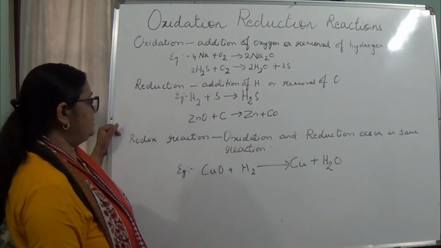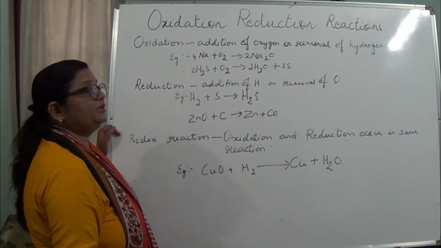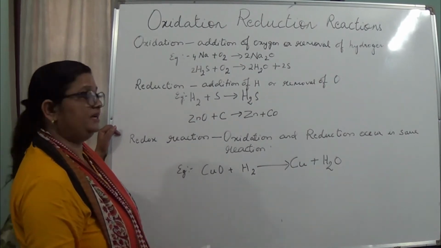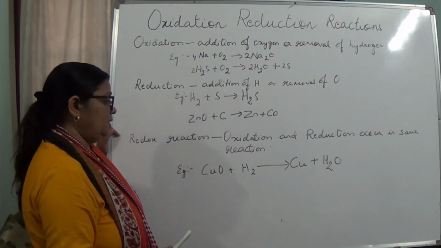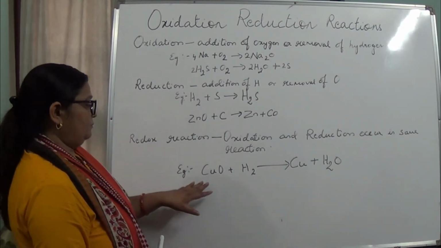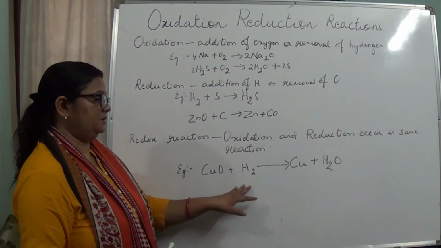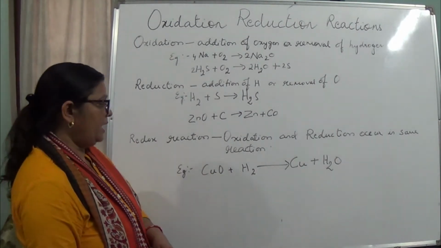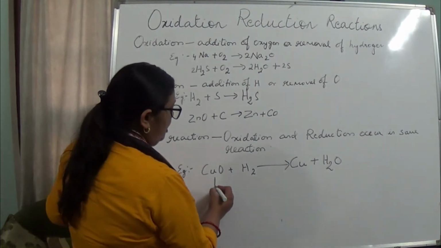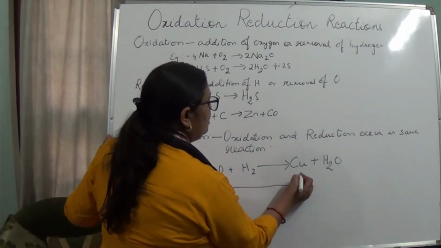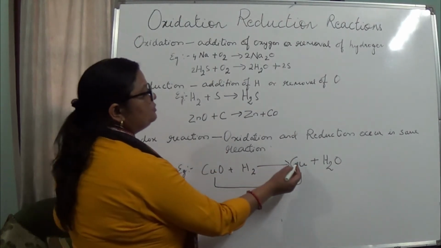Now we have studied oxidation and reduction. Basically all these reactions are redox reactions, meaning oxidation and reduction occur in the same reaction. For example, I have taken copper oxide plus hydrogen gives copper plus H2O. So in this, what has been reduced? Copper oxide has been reduced to copper.